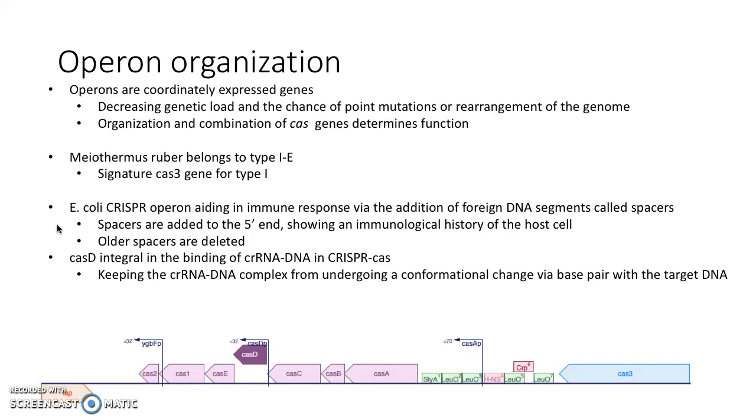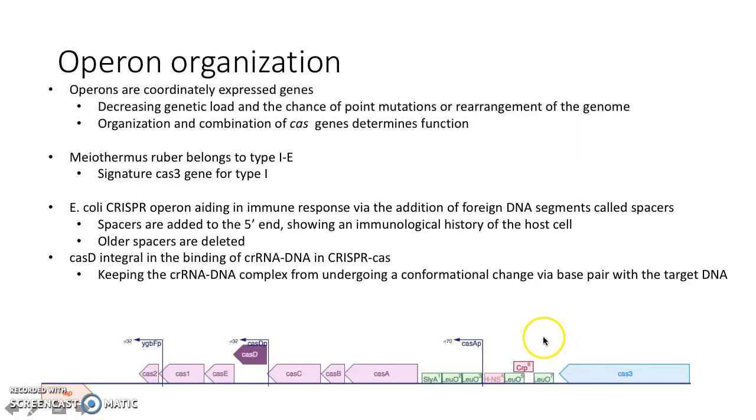The organization and combination of the Cas genes in the CRISPR system determines the sequence of the system, which determines the resulting function and structure of CRISPR. The various functions and structures of these systems did lead to a type system being produced, so Myothermus ruber and E. coli both belong to type 1. Myothermus specifically belongs to type 1E. The signature gene for type 1 is the Cas3 gene, which is shown in the light blue down here.